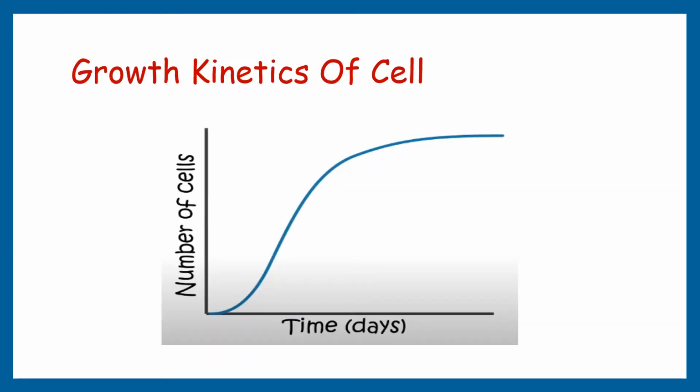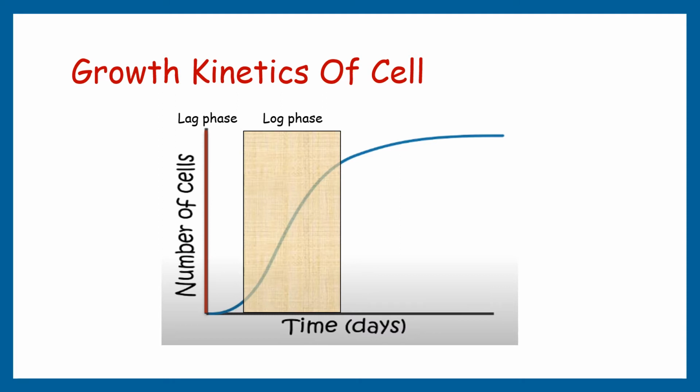These primary cells have different growth kinetics. First of all, there is a lag phase, which is an initial phase where cells prepare themselves to adapt to the environment and no significant growth takes place. This is followed by a log phase where maximum cell growth takes place in an exponential fashion.